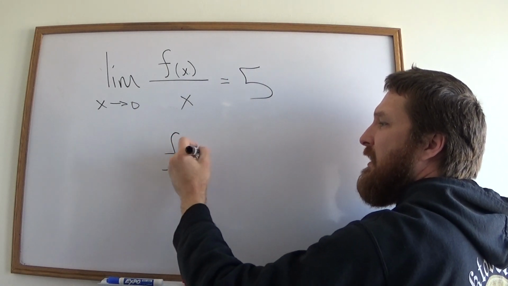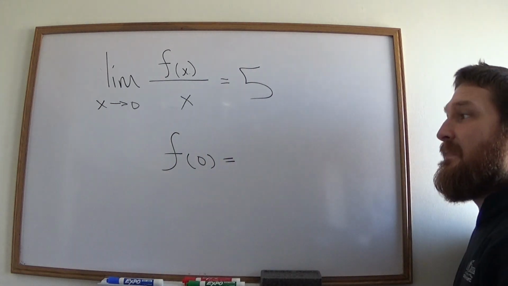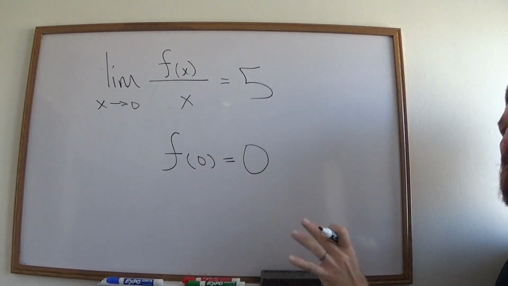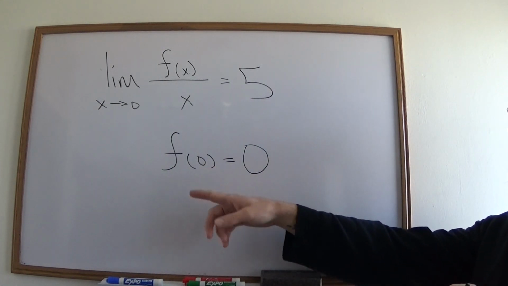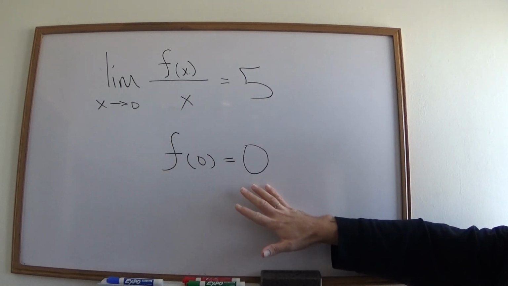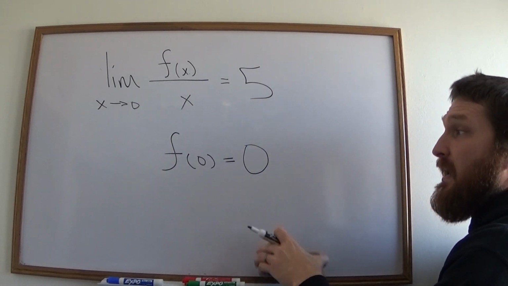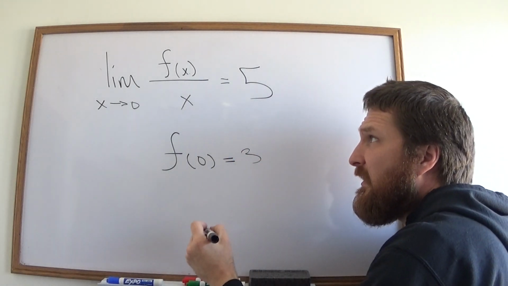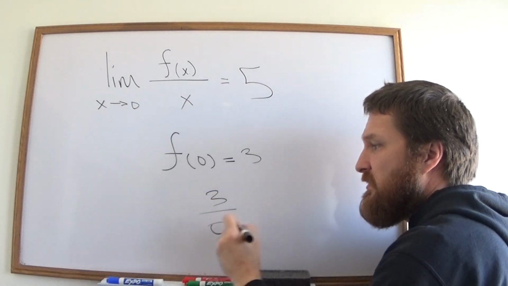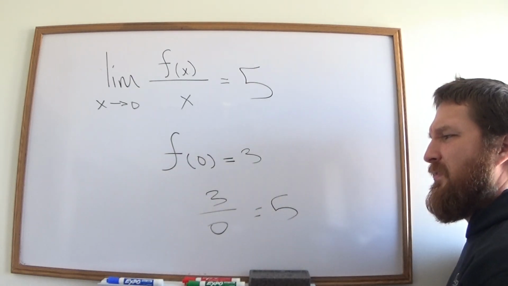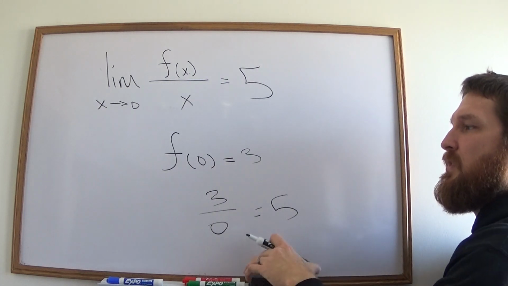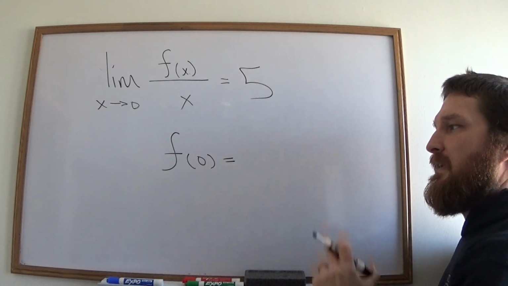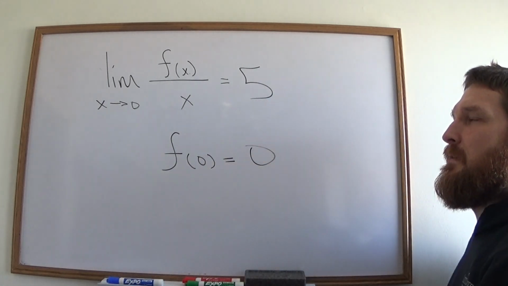What does that tell you about f of 0? It has to equal 0. Because if f of 0 was any other number than 0, then it just blows up. If f of 0 was, say, 3, then this would be the same thing as 3 over 0 equals 5. That never happens. The only possibility, if this is the case, is that this thing must be 0.